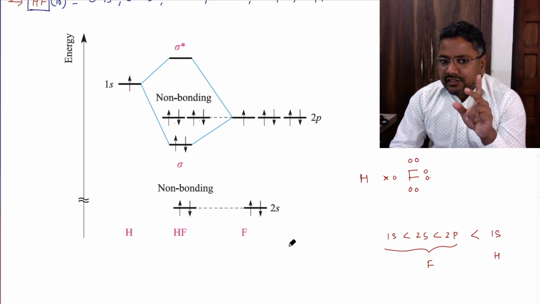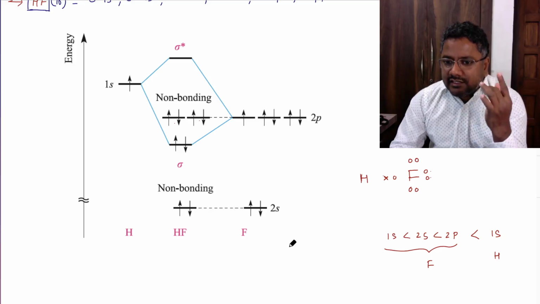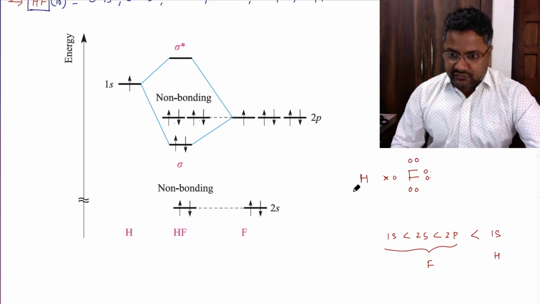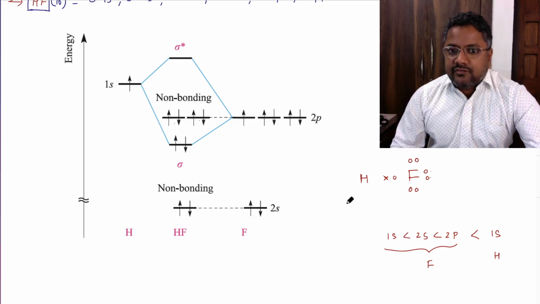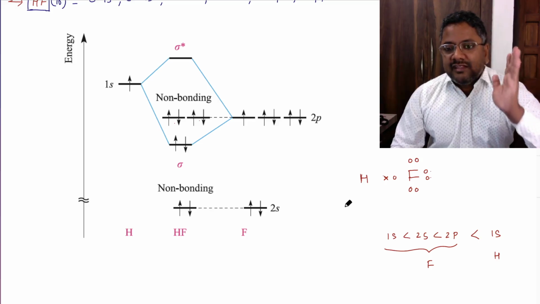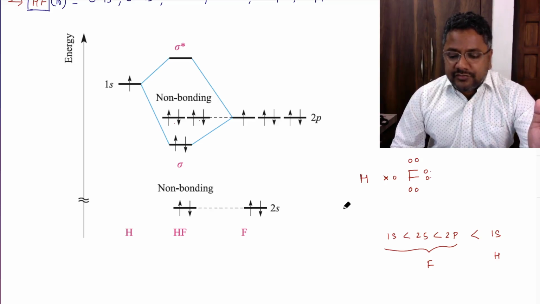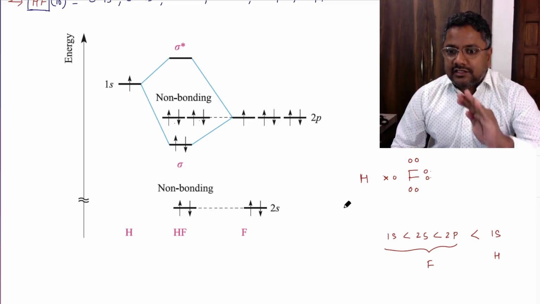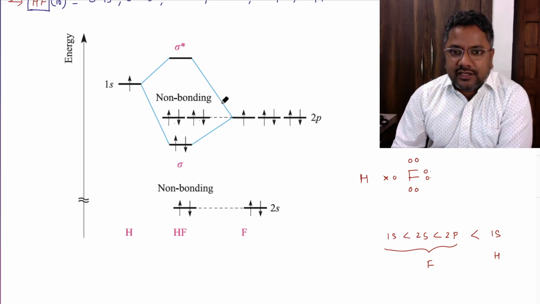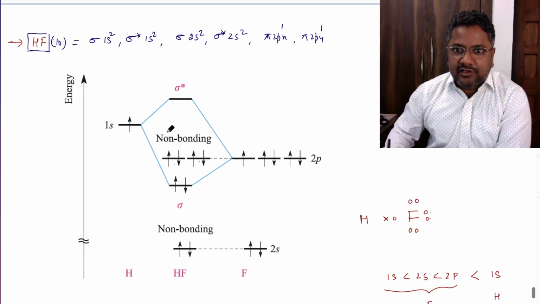So the non-bonding situation arises due to two reasons. One is a large difference in energy between the atomic orbitals, and the second is improper orientation, meaning a symmetry-disallowed situation. So there are two reasons for the existence of non-bonding molecular orbitals. One is a huge difference in the energy, and the second one is the orientation, right? So in this way you can explain the formation of the HF molecule.